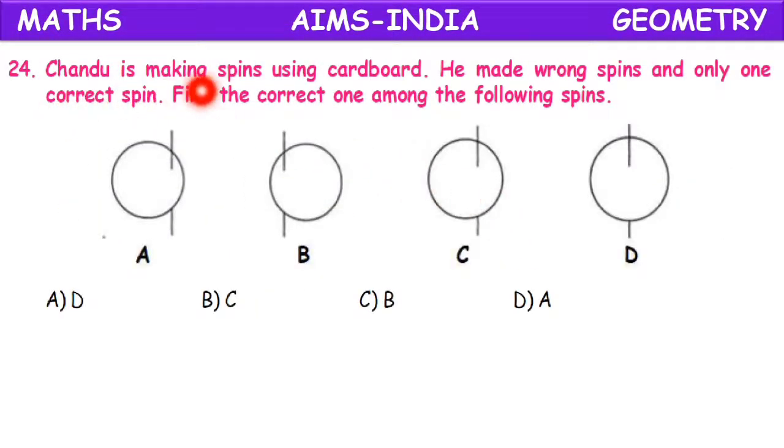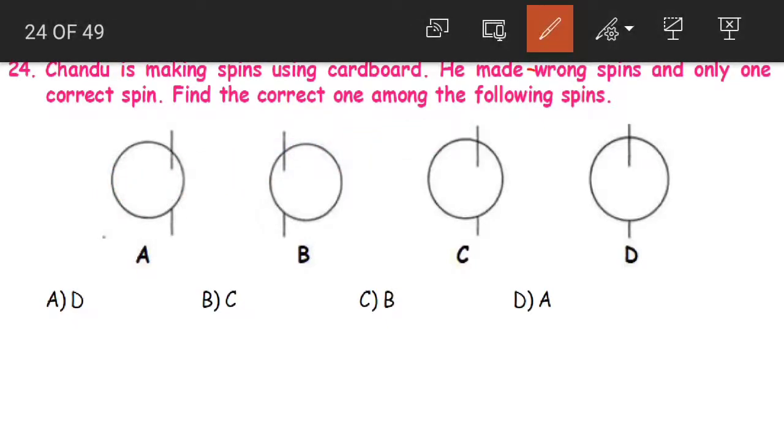Question 24. Chandu is making spins using cardboard. He made 3 wrong spins and only 1 correct spin. Find the correct one among the following spins. What is a spin? Spin is nothing but something which will spin, which moves like this.